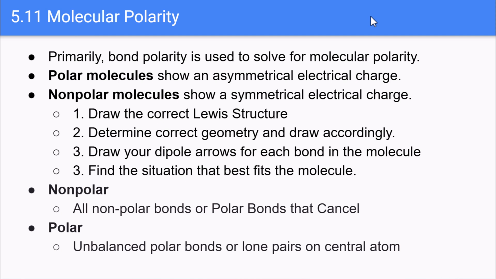Nonpolar molecules will have either all nonpolar bonds, so we wouldn't draw any dipole arrows, or polar bonds that cancel one another. Polar molecules are going to have unbalanced polar bonds or lone pairs on your central atom. Now, I know that that is going to be different for each class, because this class is a fairly simplistic representation of molecular geometry, polarity, and intermolecular forces. Lone pairs on your central atom are going to be an indication of polarity. So a couple different ways we can go through and do this.